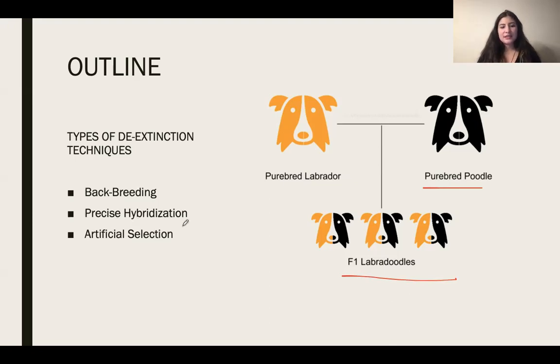Then we have precise hybridization. Precise hybridization is the process of combining two complementary single strands of either DNA or RNA, and having those form a single double-stranded molecule through base pairing.